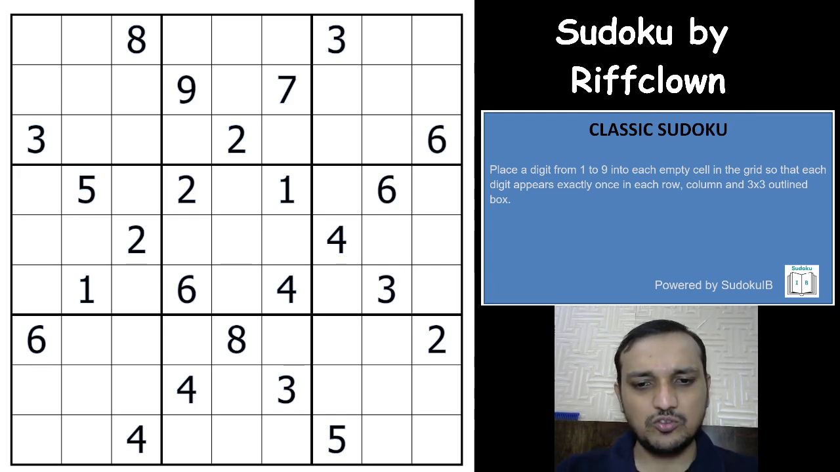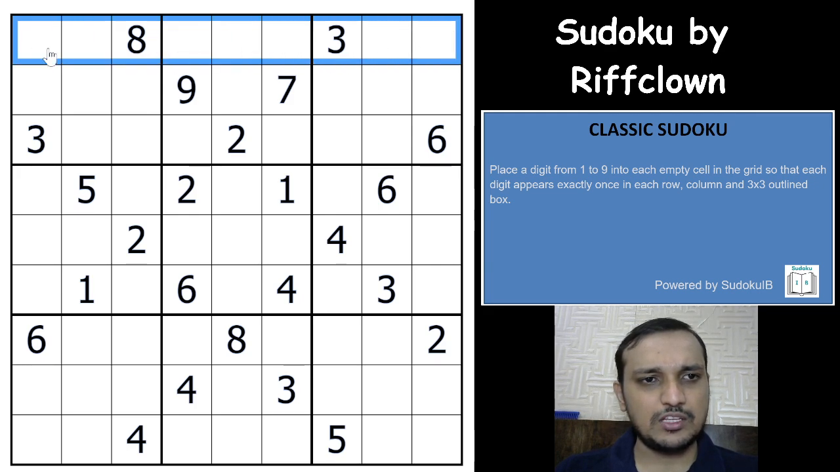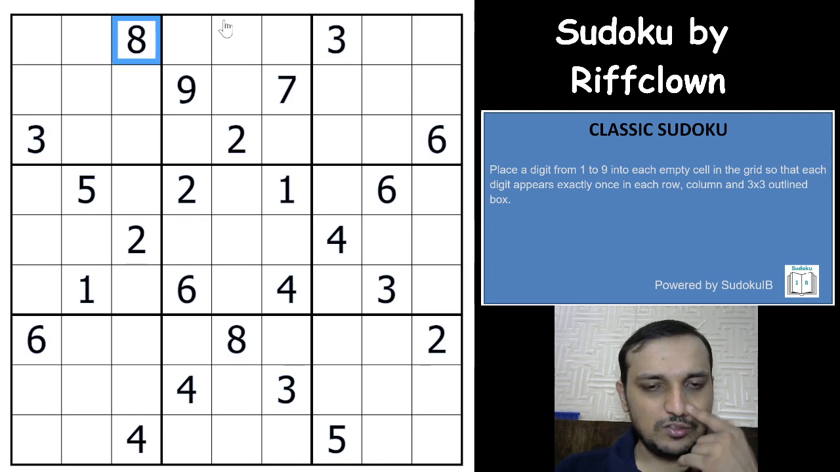So coming back to this Sudoku now, classic Sudoku rules apply. You need to place digits from 1 to 9 in each row, each column, and 3 by 3 box without repetition. Let's see if you are able to solve this Sudoku.